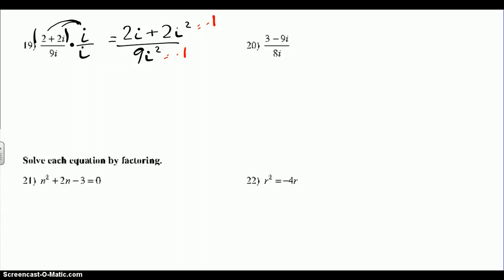And what that simplifies to is actually my final answer. I have 2i minus 2, because the i squared is replaced with -1, over a -9. And now the reason why we're done is because we do not have an i in the denominator.